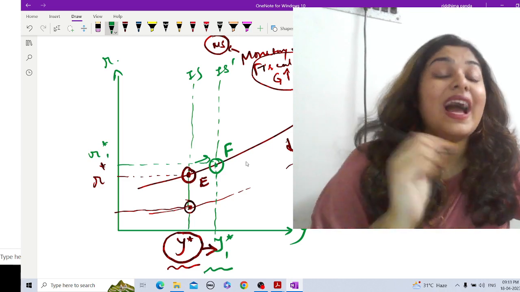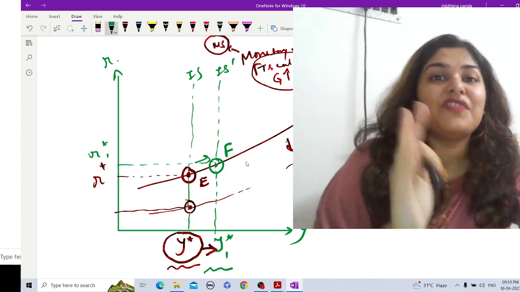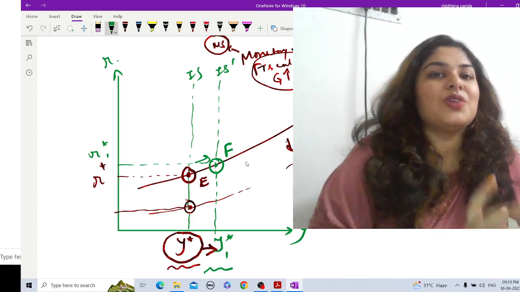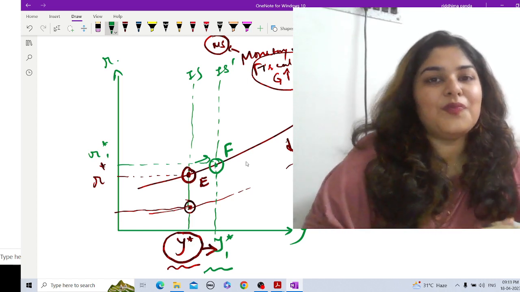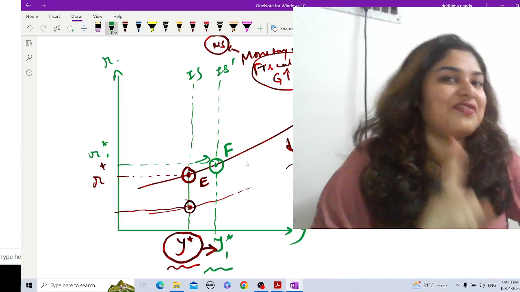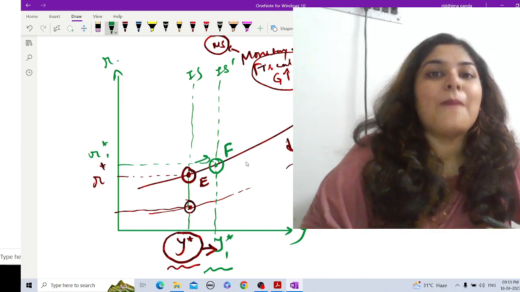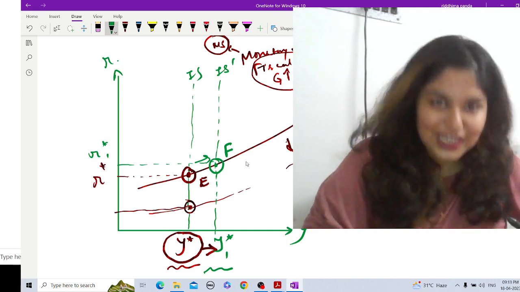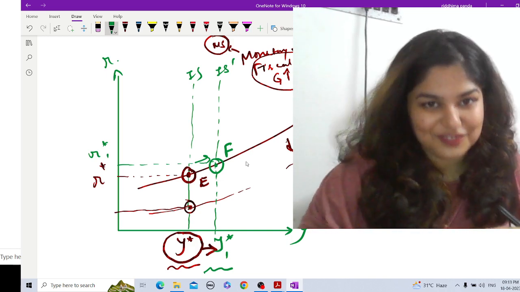So if the IS curve is vertical, it is fiscal policy that is going to matter and not monetary policy. In order to improve the economy, monetary policy is ineffective when the IS curve is vertical. But if the government changes fiscal policy parameters, then definitely it is going to be effective. That's all.